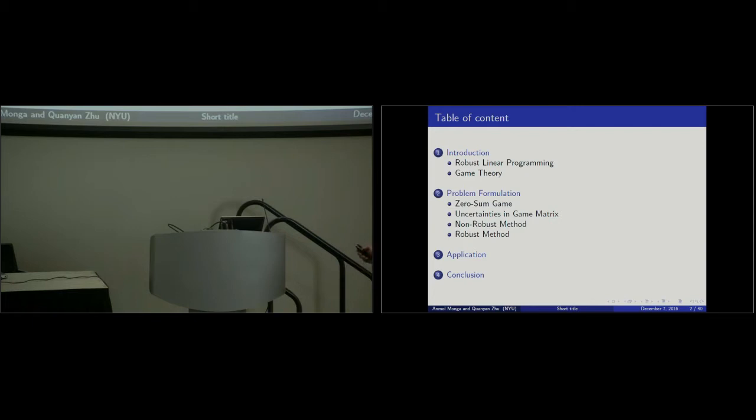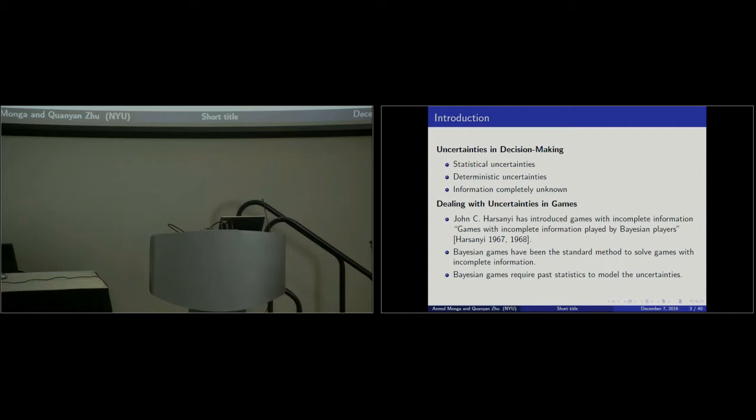And then we are going to introduce how we can deal with uncertainties of zero-sum games in incomplete information. So let's start with decision-making, and uncertainties in decision-making in general. When we have that, there are oftentimes a couple of approaches.